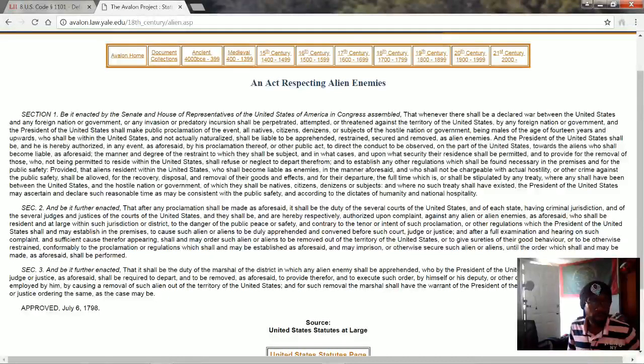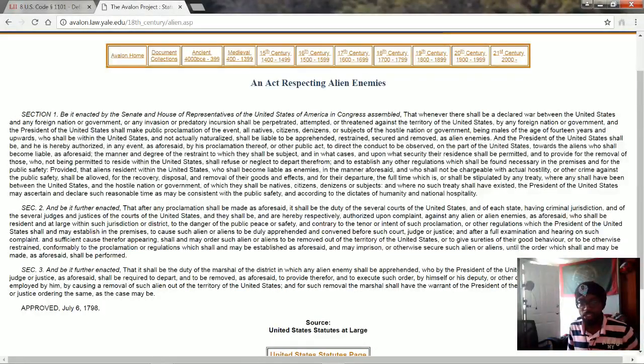public safety, provided that alien residents within the United States who shall become liable as enemies in the manner aforesaid, and who shall not be chargeable with actual hostility or other crime against the public safety, shall be allowed for the recovery, disposal, and removal of their goods and effects, and for their departure, the full time which is or shall be stipulated by any treaty, where any shall have been between the United States and the hostile nation or government of which they shall be natives, citizens, denizens, or subjects.